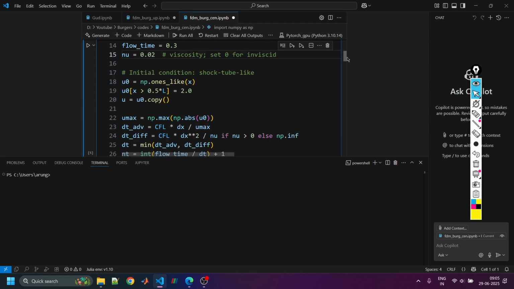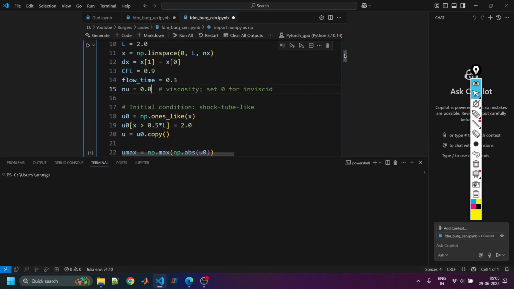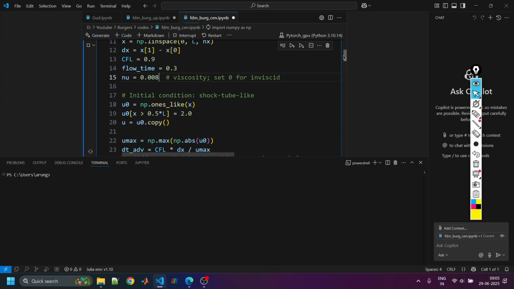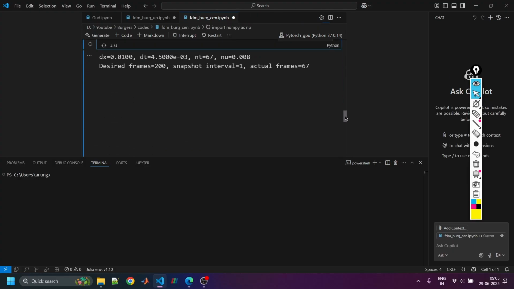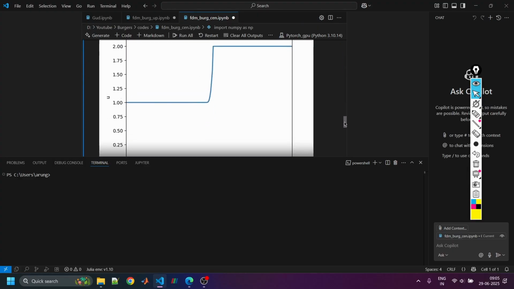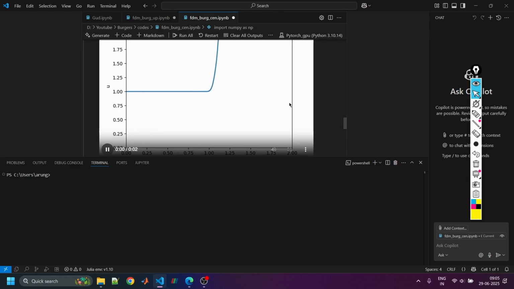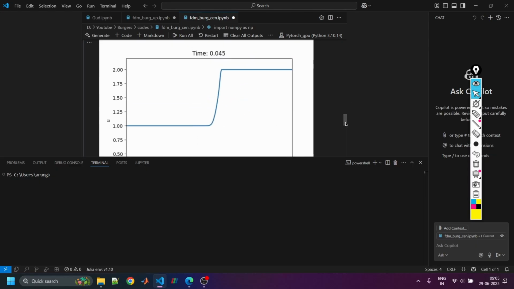Still, it's not stabilized. No, it's fine. But you can notice that the solution is very dissipating. So when we add some viscosity, even if you use upwinding, for this problem the solution is dissipating.